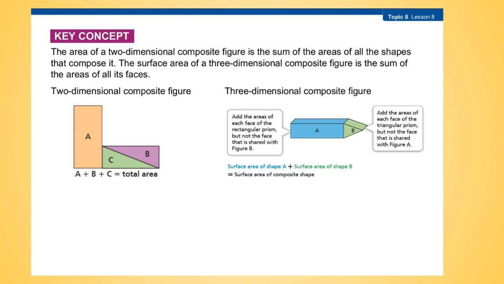This is your key concept on the top of page 484. It says the area of a two-dimensional composite figure is the sum, that means you're adding, of the areas of all the shapes that compose it. The surface area of a three-dimensional composite figure is the sum of all the areas of its faces. So you're just going to add the areas of everything together to get a grand total called a surface area.